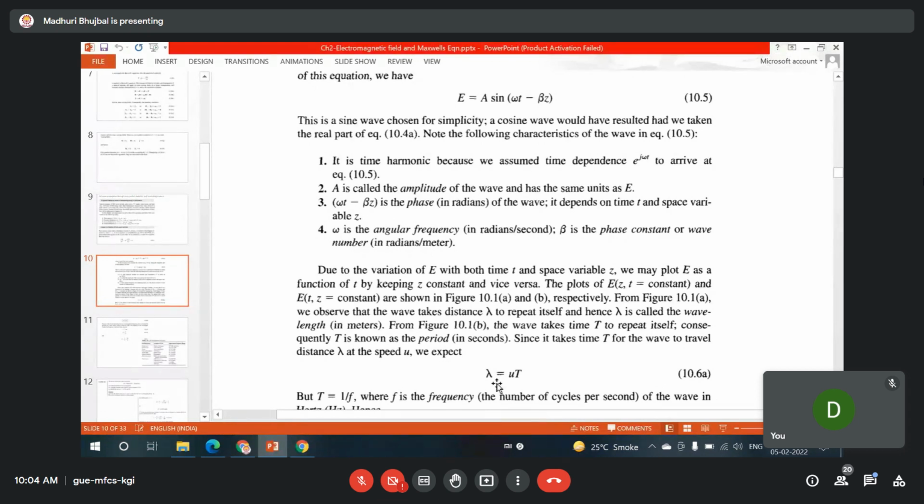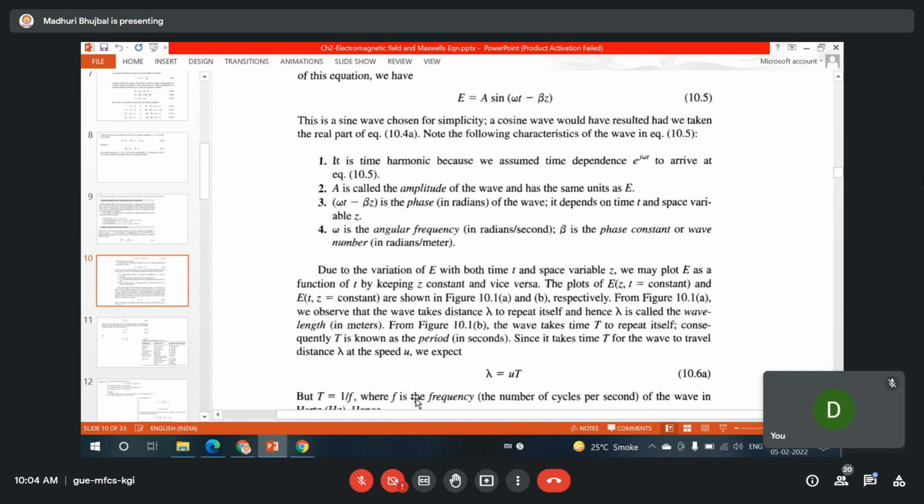Next, on the side also write this. Frequency is given by 1 by T. Frequency of the wave will be given by 1 by T, where capital T is time period. And what is u now? What is u here? Velocity. U is a velocity, speed. Write down u is speed. So we can write this equation: lambda is equal to uT.